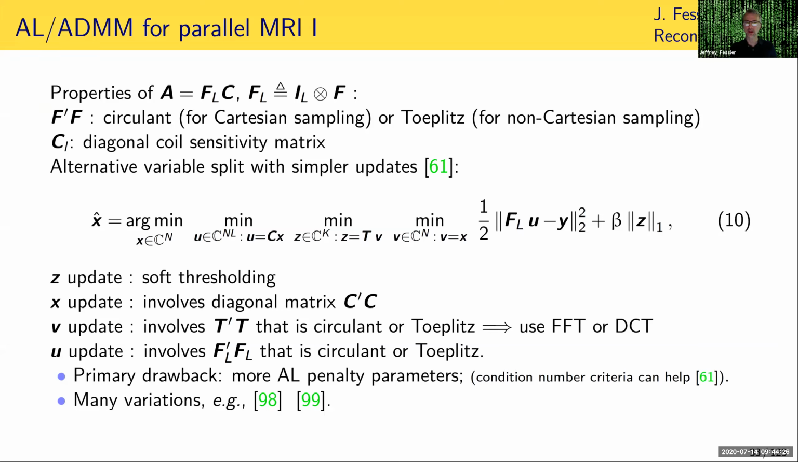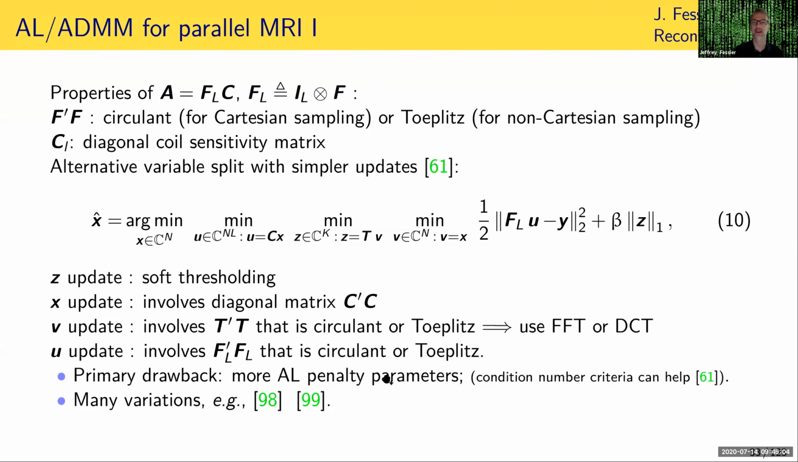Each of the updates becomes really simple. You don't need any conjugate gradient. When you do the X update, you only need to invert a diagonal matrix. The V update involves T transpose T that is often circulant or Toeplitz, so very easy to invert. The U update involves F transpose F that is circulant in the Cartesian case and Toeplitz in the non-Cartesian case, so you can effectively either just invert it with FFTs or do a couple iterations of a circulant preconditioned CG. But now there's more parameters to tune. That's the only drawback.